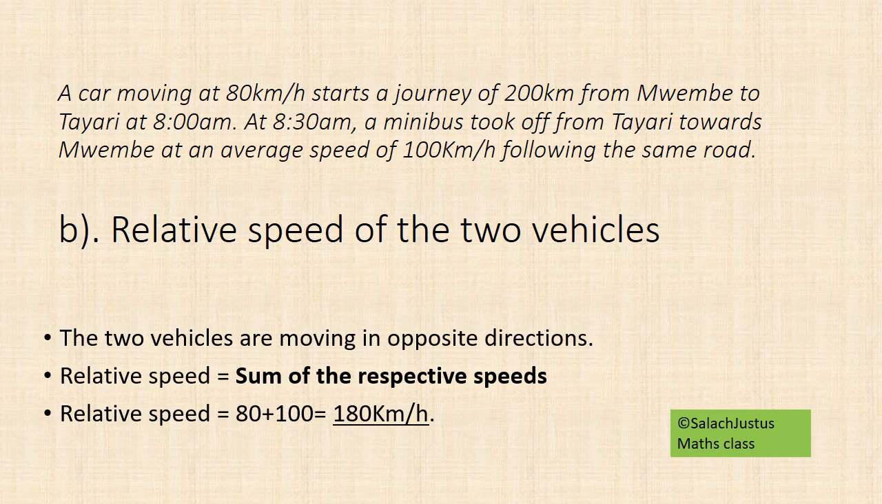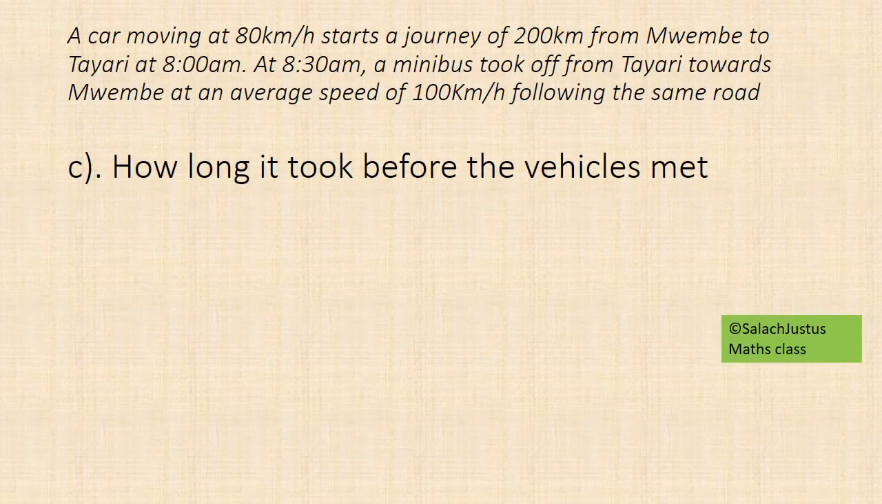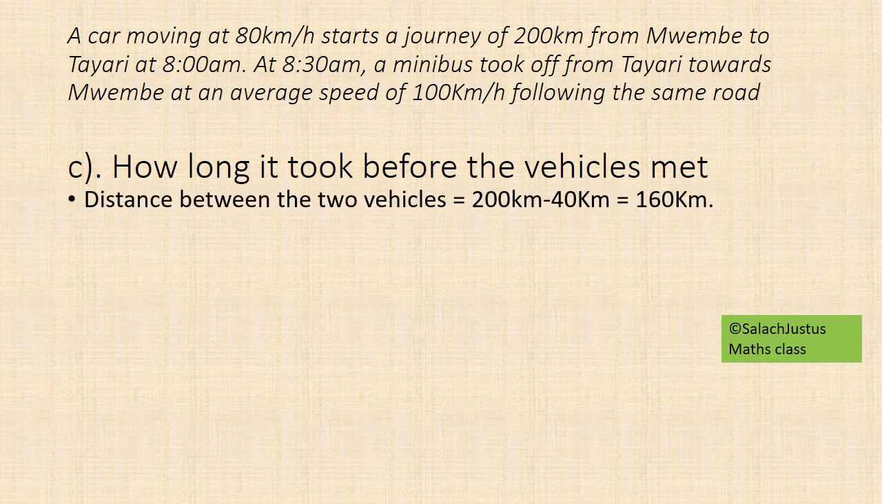Third question, how long it took before the two vehicles met. The distance between the two vehicles at that time is 200 kilometers. Take away the 40 kilometers that has already been traveled by the car. So the remaining distance separating the two vehicles is 160 kilometers.